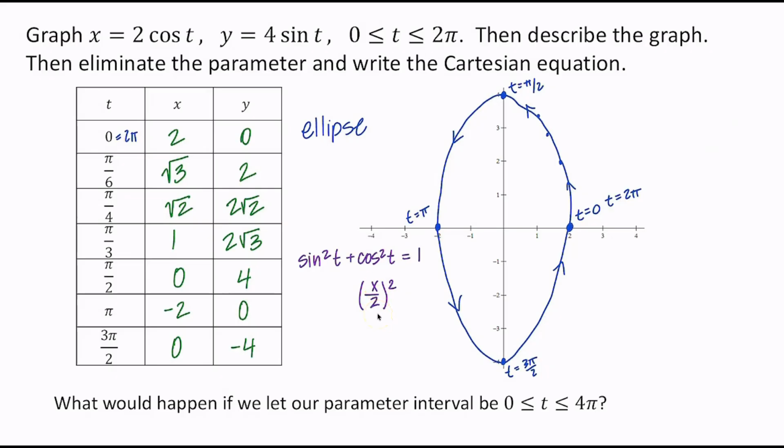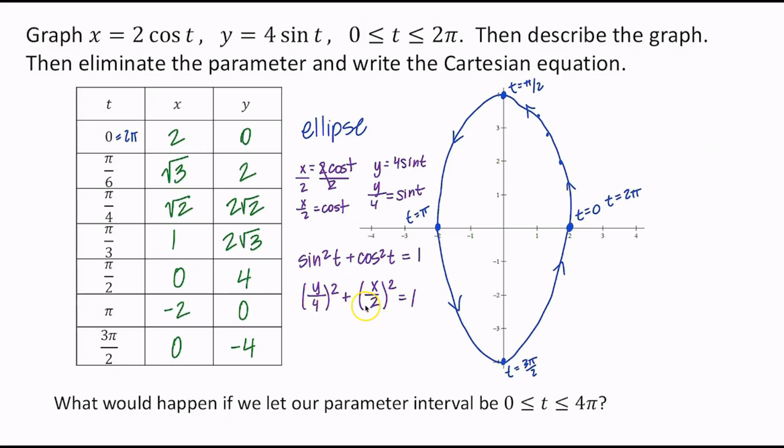So again, sort of that scratch work. I had x equals 2 cosine t. I'm dividing both sides by 2. So x over 2 is equal to cosine t. And then in a similar way, y is equal to 4 sine t. So if I divide by 4, y over 4 is equal to sine t. So I'm going to replace sine t right here with y over 4 and square it. And that's equal to 1.